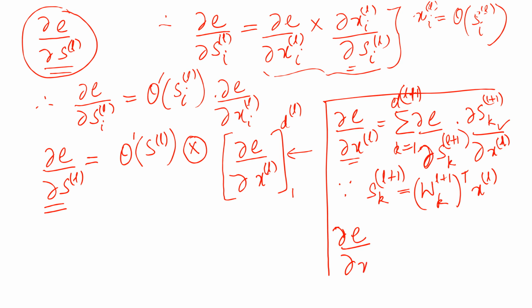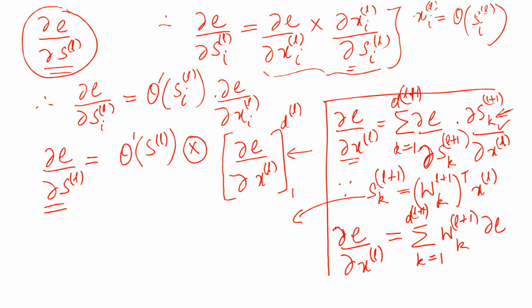So I can replace this term here, and therefore delta E over delta X L equals the summation from K equals 1 to D of L plus 1 of the derivative of that, which is W. You can calculate the derivative of this with respect to X L, which is the second term here, W L plus 1 transpose. That's all that is. So all I'm left with here is this with respect to K, times delta E over delta S L plus 1.